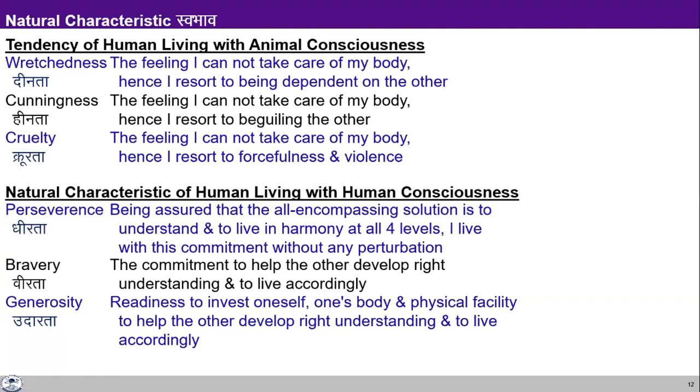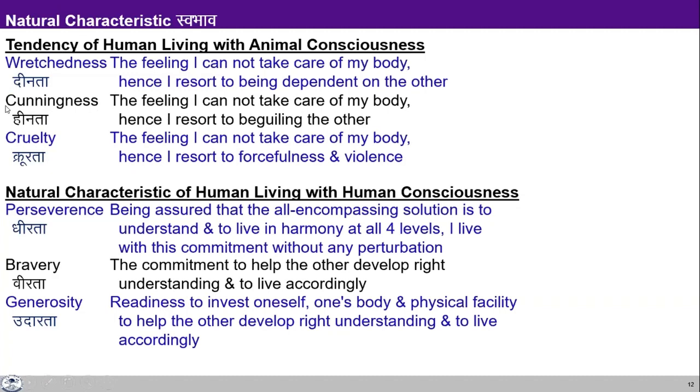So unless we have the right understanding and right feeling in completeness, we are wretched some way or the other. With that wretchedness, either we may live as a timid fellow, or we may resort to beguiling the other, or we may resort to using cruelty, forcefulness. Those three characteristics will be there. If you look at the state of society today, we can see that there are some people who are living a life of wretchedness, some people who are living a life of cunningness, and some people who are living a life of cruelty. But unless we have this right understanding, right feeling in completeness, we are going to be wretched. With that wretchedness, either we can continue in that state, living in fear, or we can resort to cunningness, or we can resort to cruelty.